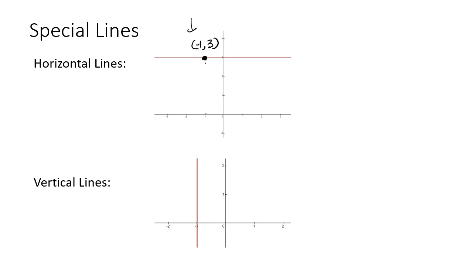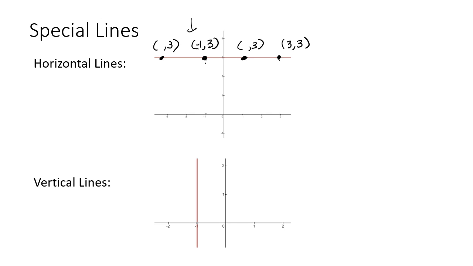Maybe I also pick the point over here. And so that one would have an x value of positive 3, and it would still be at the same y value, the same height. And in fact, no matter what you pick for a point on this line, its y value is always the same height.